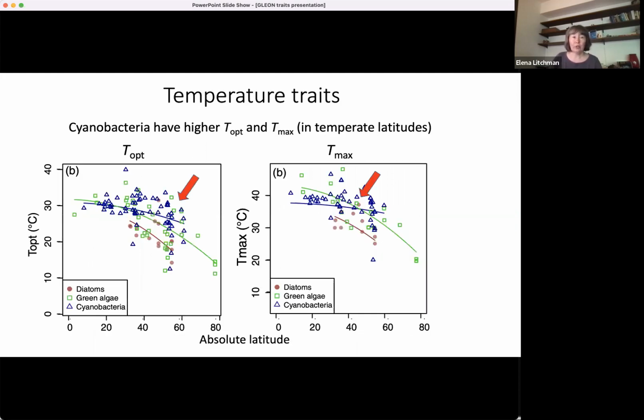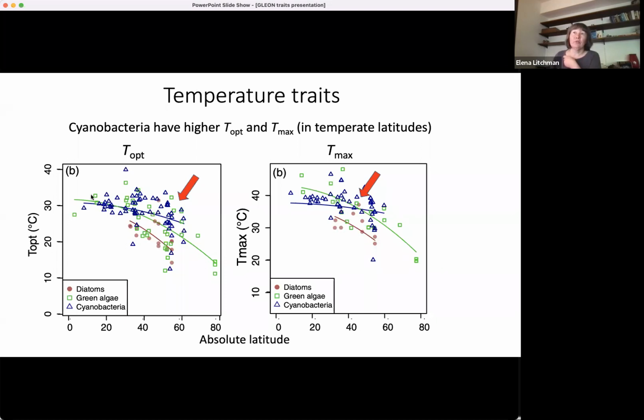When we looked at temperature, the situation was interesting, because when we look at temperate latitudes, the optimum temperatures and the maximum temperatures of cyanobacteria are higher than for other major groups of phytoplankton, such as green algae and especially diatoms. However, it is important to think about the latitudinal distribution of these traits. It turns out that in tropical or subtropical systems, the temperature traits among these three major groups are more similar. That means that with warming, the preferential stimulation of cyanobacteria may be less likely than in temperate systems.